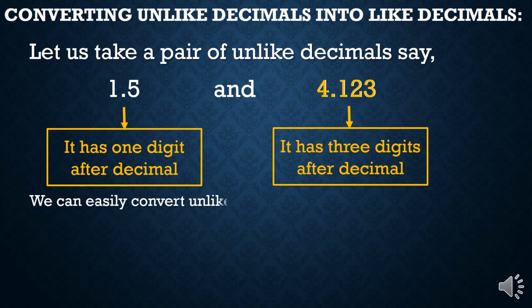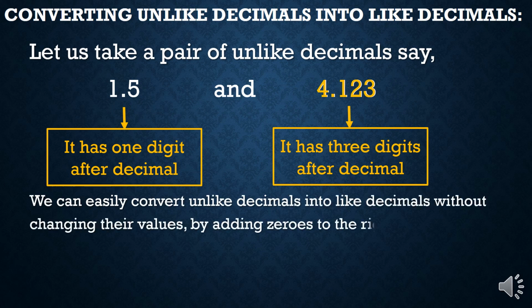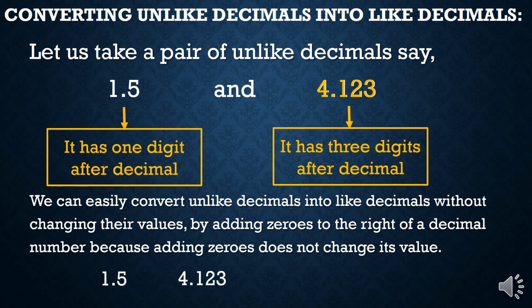How to convert unlike decimals into like decimals without changing their values? We can easily convert unlike decimals into like decimals without changing their values by adding zeros to the right of a decimal number, because adding zeros does not change its value. So how many zeros will you add in 1.5 so that both decimal numbers have the same number of digits after the decimal point? Yes, 2. So add 2 zeros after 1.5. So rewrite 1.5 as 1.500 and write 4.123 as it is. Now both are like decimals.